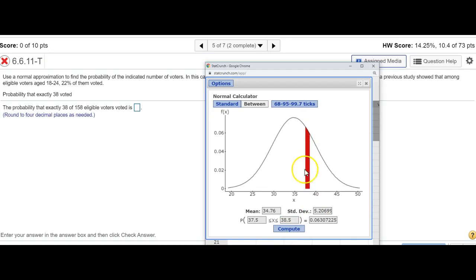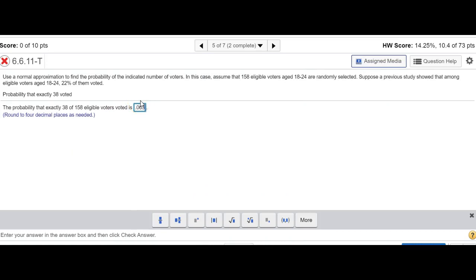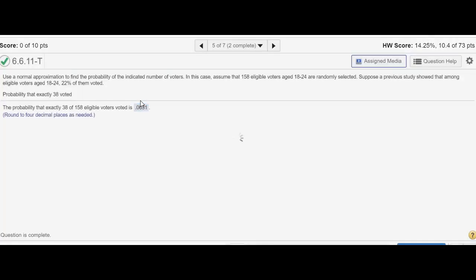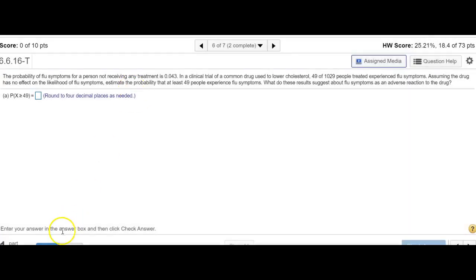And you can see what it looks like here, and this is going to be the probability. It should be relatively small. Rounded to 4 decimal places, that's going to be 0.0631, and that's the only part on that one.